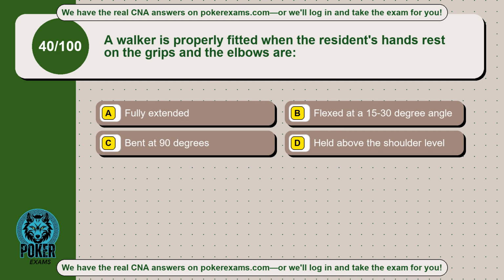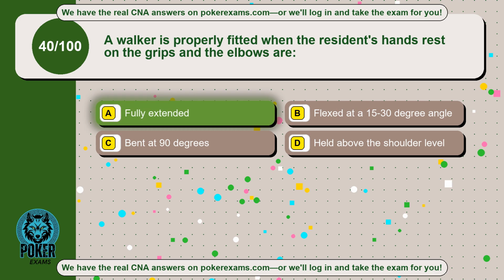Question 40. A walker is properly fitted when the resident's hands rest on the grips and the elbows are. Option A, fully extended. Option B, flexed at a 15 to 30 degree angle. Option C, bent at 90 degrees. Option D, held above the shoulder level.